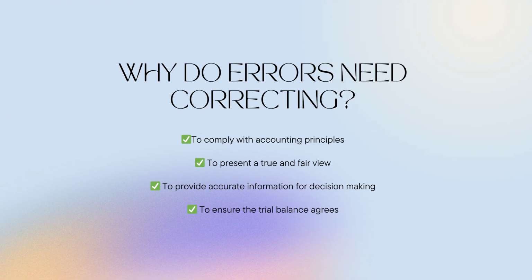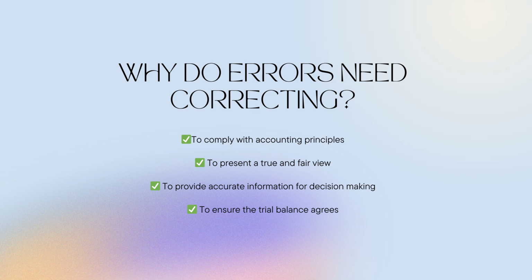Now, you might be asked in this exam or a future exam a more wordy question around why errors need to be corrected. Essentially, we need to correct those errors to comply with accounting principles. We also need to ensure that the accounts present a true and fair view. It's also to provide accurate information for decision making and to ensure that the trial balance agrees. So there are four main points as to why errors need to be corrected.